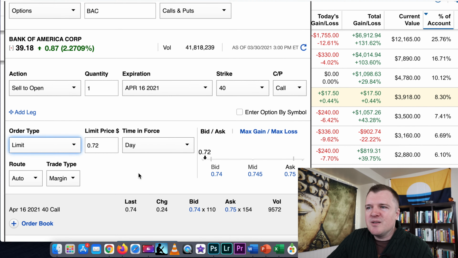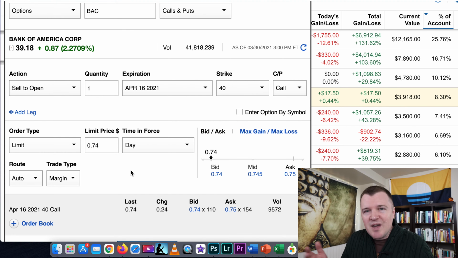I don't know why Fidelity defaulted me at 0.72. That's not a good amount. So we're going to increase that to 0.74. Now, if you want to be an aggressive seller, the buyers are bidding 74, the sellers are asking 75, just put 75 and then wait a couple hours potentially for it to fill if you've got the time. Because I'm filming this video, I'm going to go right to where the bidders are asking for 74 because I want it to get filled right away.